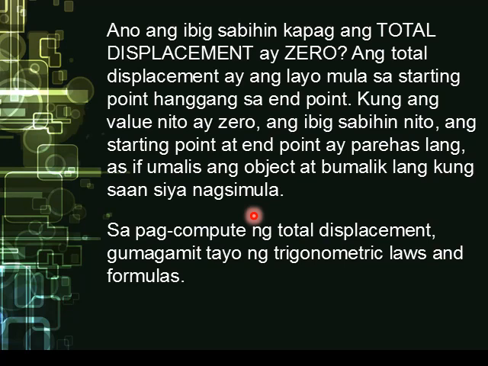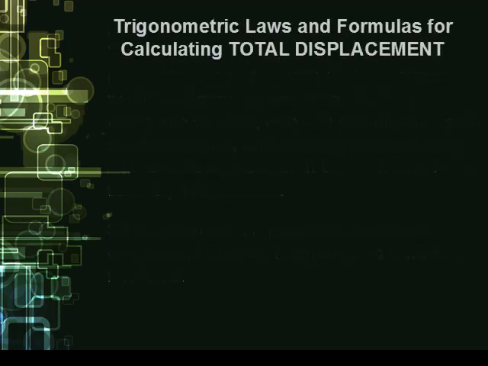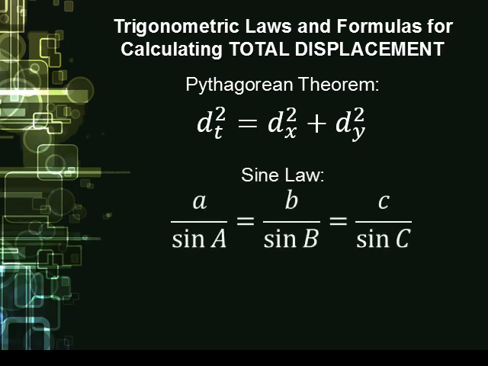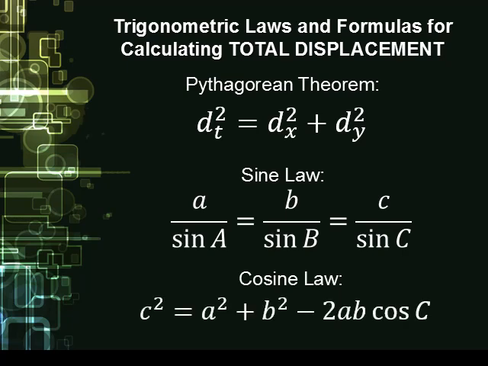Yan. So, sa pag-compute ng total displacement, gumagamit tayo ng trigonometric laws and formulas. So, para ma-recall natin, ano-ano ba yung mga trigonometric laws and formulas na pwede natin gamitin sa pag-compute. So, ito yung mga examples. So, meron tayong Pythagorean theorem. So, that's this t squared equals dx squared plus dy squared. Pag sine law, this is an example. So, yung a over sine a equals b over sine b equals c over sine c. Or pwede rin cosine law. Yung c squared equals a squared plus b squared minus 2ab cosine c.